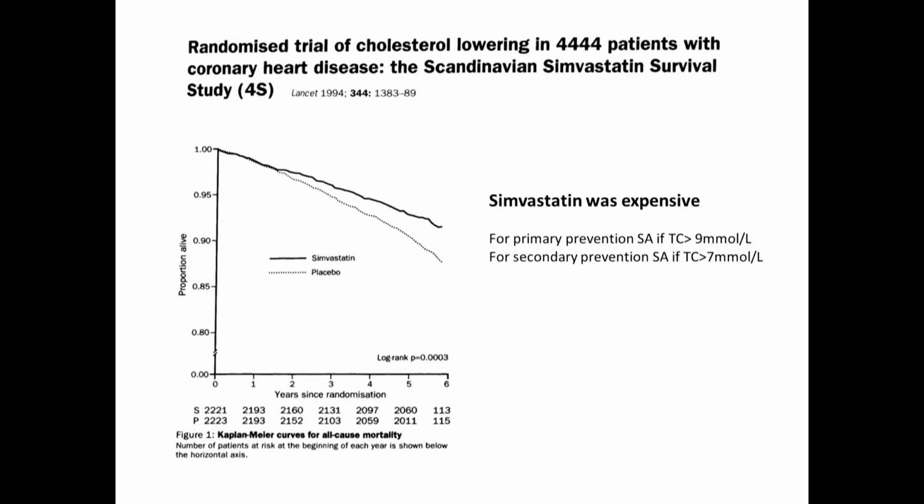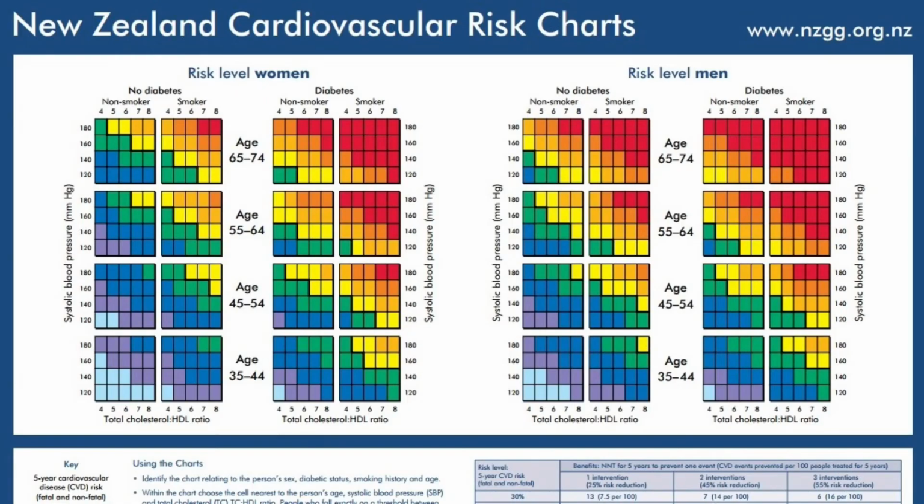The 4S study in 1994 informed us that for secondary prevention, treatment with simvastatin reduced absolute mortality by 4% after a mean follow-up of 5.4 years. The average total cholesterol was 6.7 millimoles per liter. If I recall correctly, with statins being quite expensive at the time, we could only get special authority for statins for secondary prevention if the total cholesterol was greater than 7 millimoles per liter. In 2003, statins were cheaper.